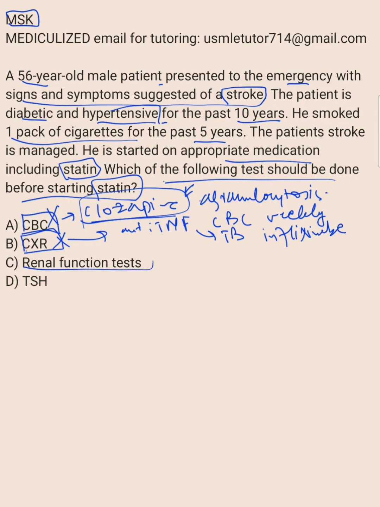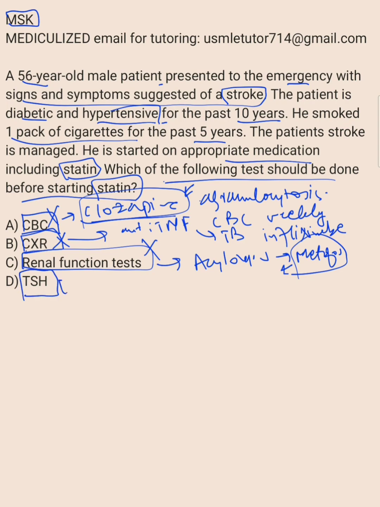And then we have the renal function tests. That's also wrong. You do this, for example, if the patient is put on acyclovir because it can cause crystal-induced nephropathy. But you can also do it, for example, for metformin, because if the renal function tests (RFTs) are deranged, then metformin is not a good idea because it can cause lactic acidosis in those patients.